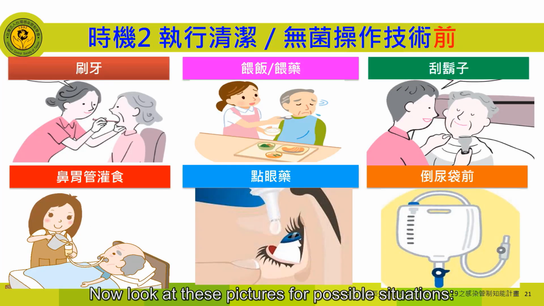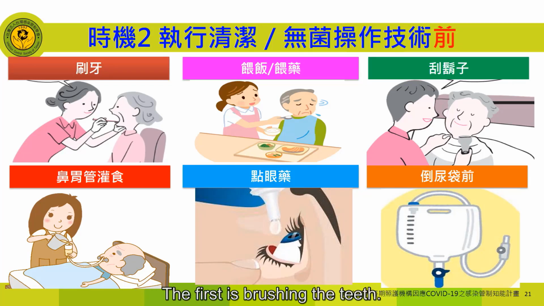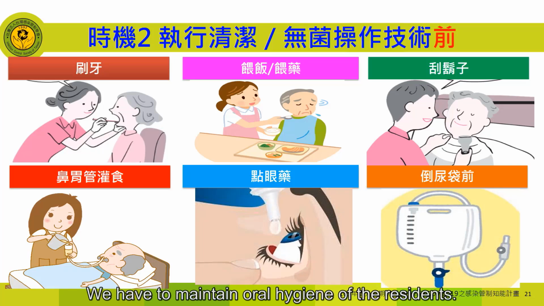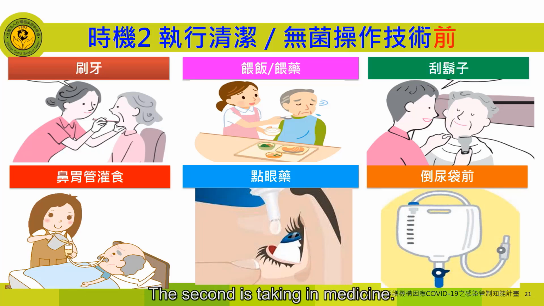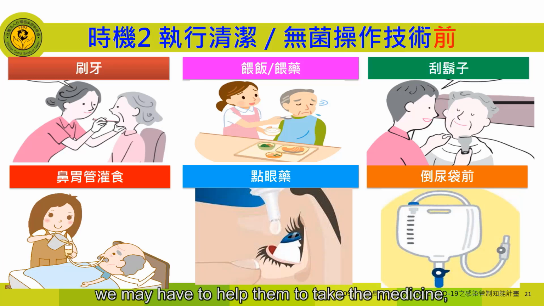Now look at these pictures for possible situations. The first is brushing the teeth. We have to maintain oral hygiene of the resident. The second is taking in medicine. Some residents may need certain medication. We may have to help them to take the medicine or even feed them.